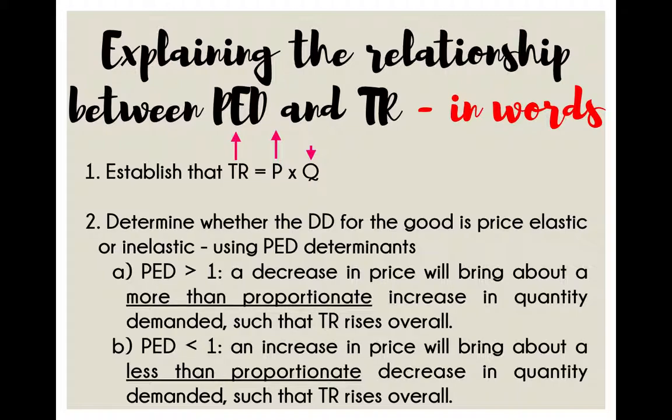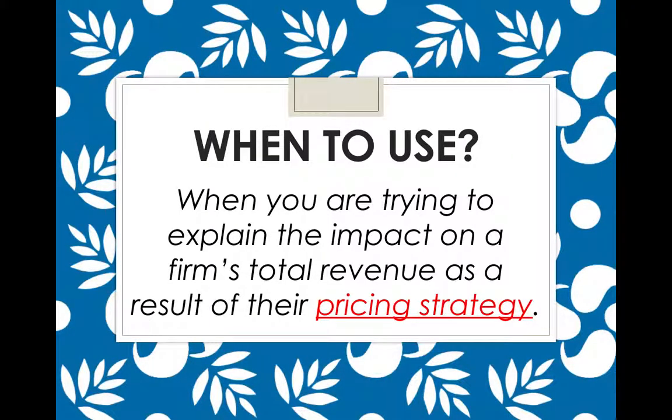So this is a simpler way of explaining what is the impact on TR when the firm engages in pricing strategy. So you can use these to do the explanation as well instead of using the diagram that you see on the previous slide. So when do you use either the explanation in words or when do you use the diagram that you saw on the previous slide? Especially when you're trying to explain the impact on a firm's total revenue as a result of their pricing strategy.